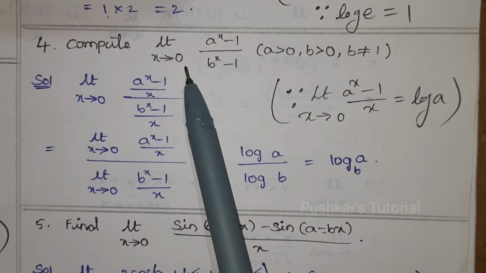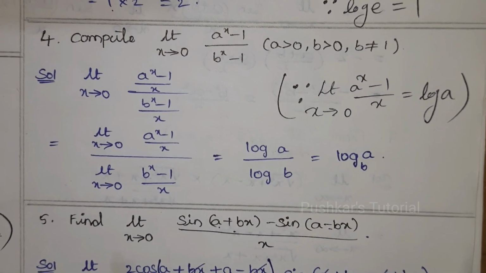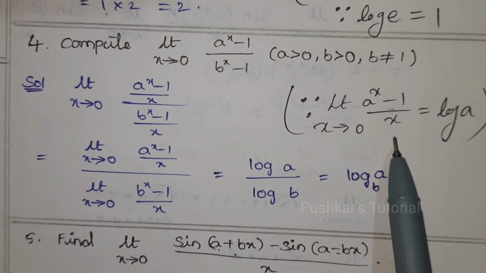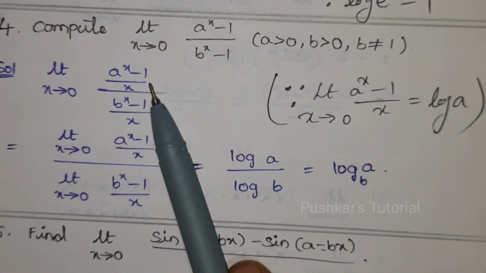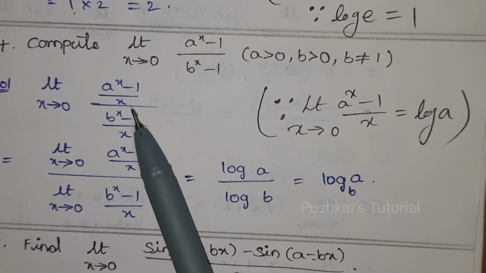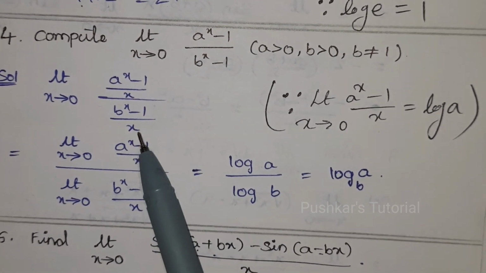Limit x tends to 0 of a power x minus 1 by b power x minus 1. Conditions are not needed. So here the numerator looks like a power x minus 1 by x, but the denominator is not by x. So I divided both numerator and denominator by x, so by x by x.